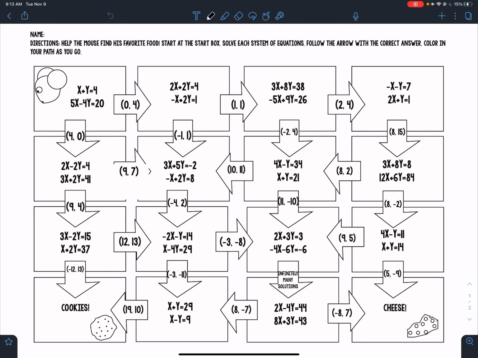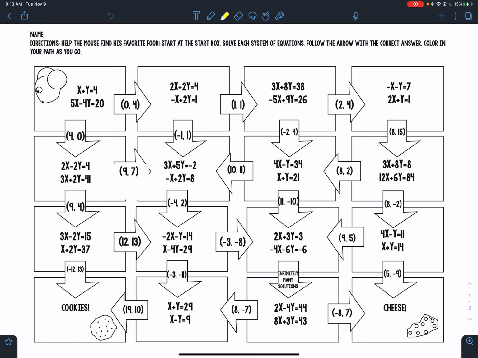Hi all, this is the second part of today's lesson. It's going to be going over solving systems with elimination once again. This is exactly what we did yesterday. However, today you are definitely going to need a separate sheet of paper to write this work down on because there is no room on this worksheet to do this.